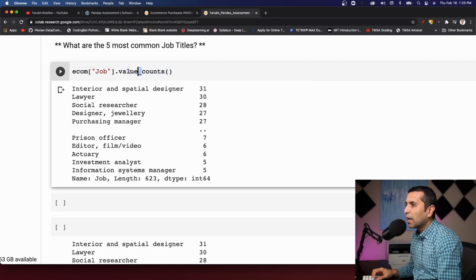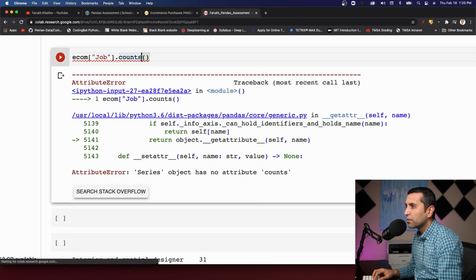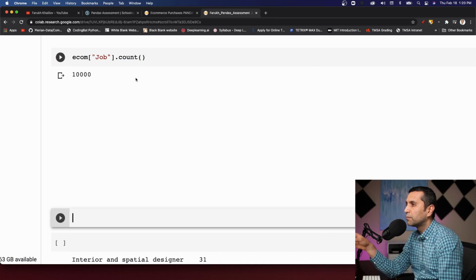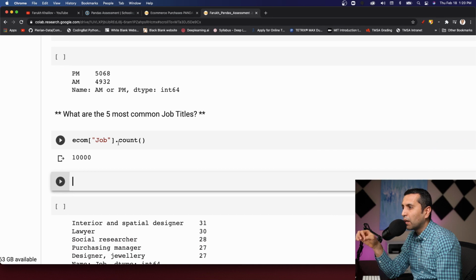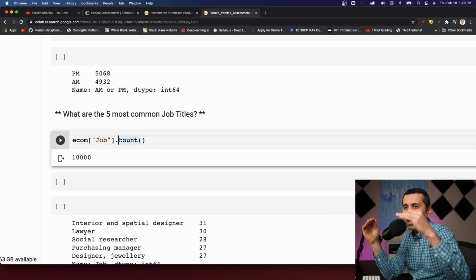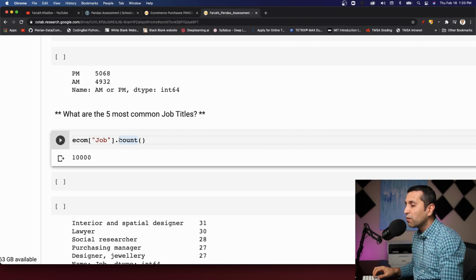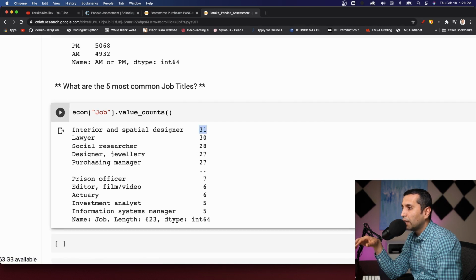But if you use the count only, let me just use the count only. Oops, by the way, it was misspelled. So it says that I have 10,000 entries in my job. But what if I want to sort it, because we have a lawyer, and lawyer was repeated a couple of times. That's why we need to use another function which is value counts. I will put value counts here, and that is going to sort it. You see, there are 31 people who are interior designers. So we have 30 people who are lawyers.